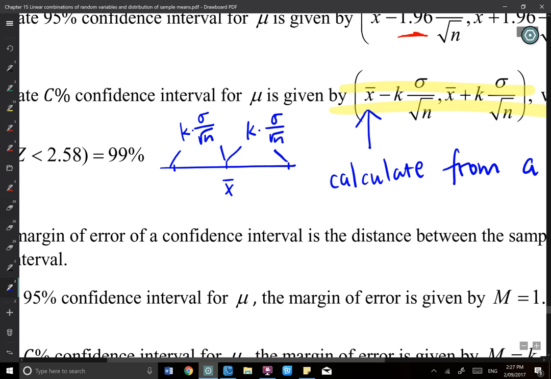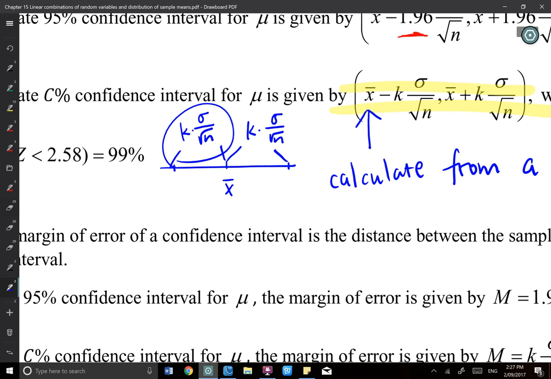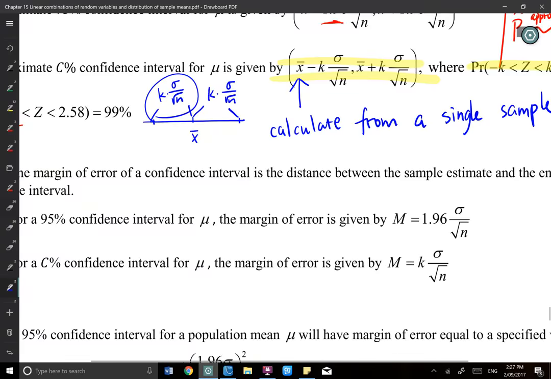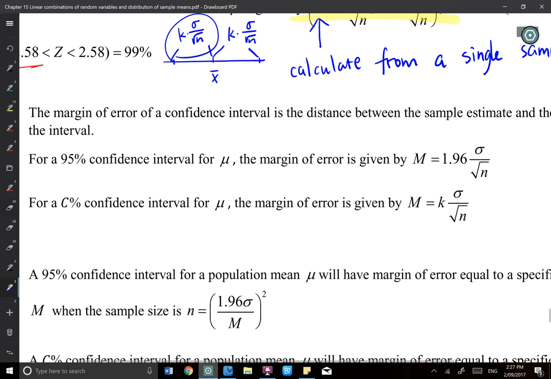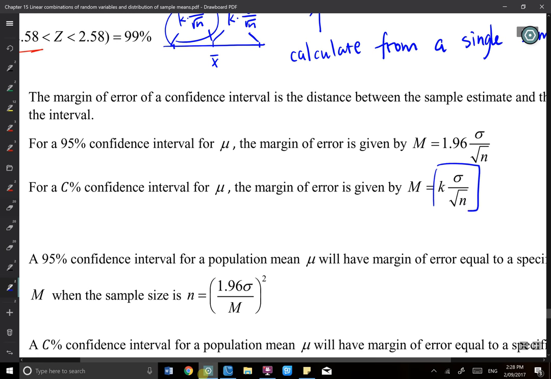Because you go left by that much and you go right by that much, right? That is called the margin of error. So how much you go from left and go from right, that's called the margin of error. It's the distance you go left and go right. It's not the total length, okay? It's half of it. It's k times sigma over root n. That's a formula, okay? I'll just highlight that one as well.